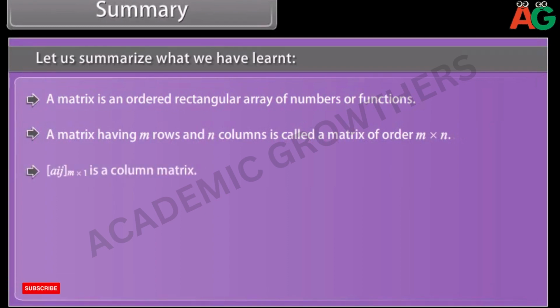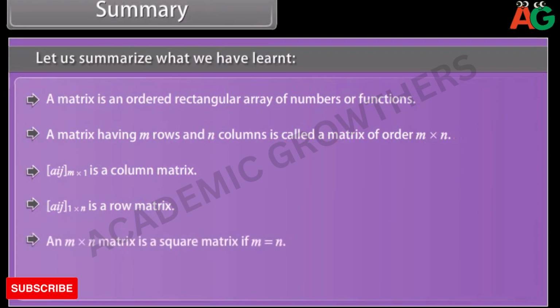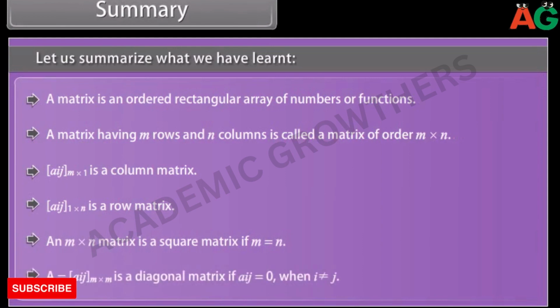A equals A ij m by 1 is a column matrix. A equals A ij 1 by n is a row matrix. An m by n matrix is a square matrix if m is equal to n. A is equal to A ij m by m is a diagonal matrix if A ij is equal to 0 when i is not equal to j.